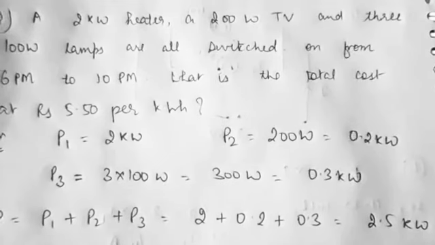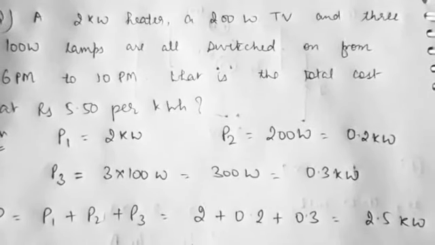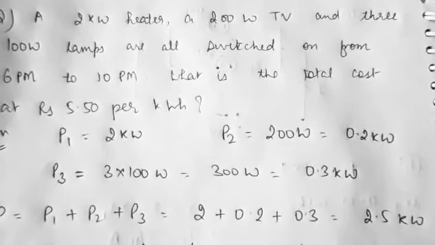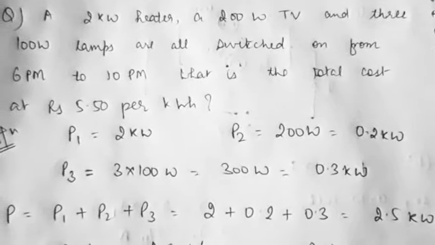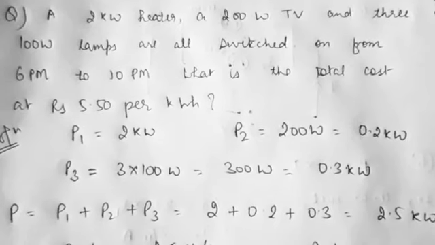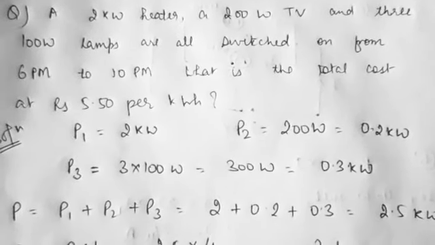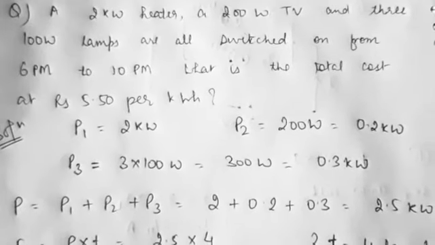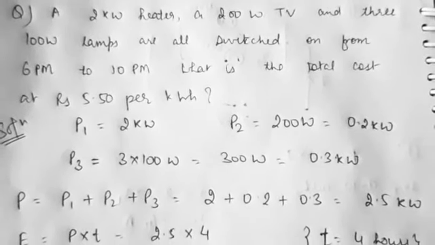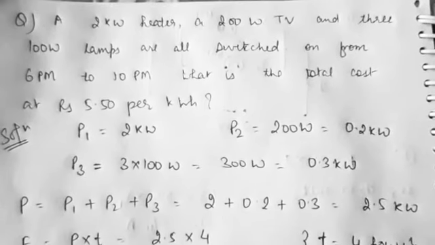Let us see another example. Here a 2 kilowatt heater, a 200 watt TV, and 3 bulbs of 100 watt are all connected and operated between 6 p.m. to 10 p.m. So what is the total cost of the energy being used? It means you have to find out the bill of the particular home which is using these instruments. So you can see there are 3 instruments.